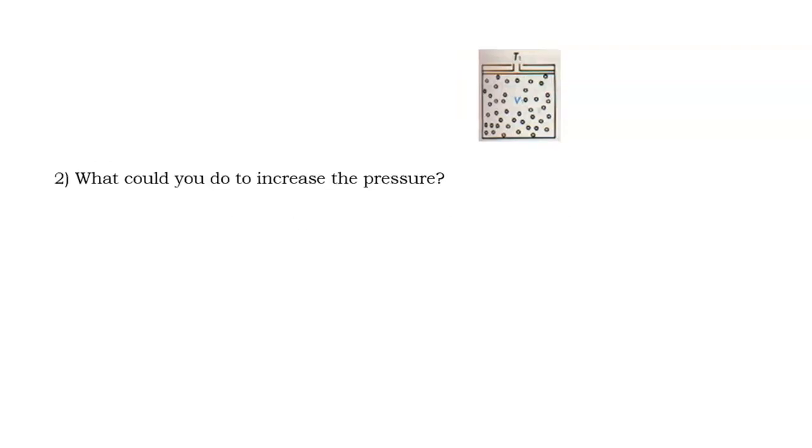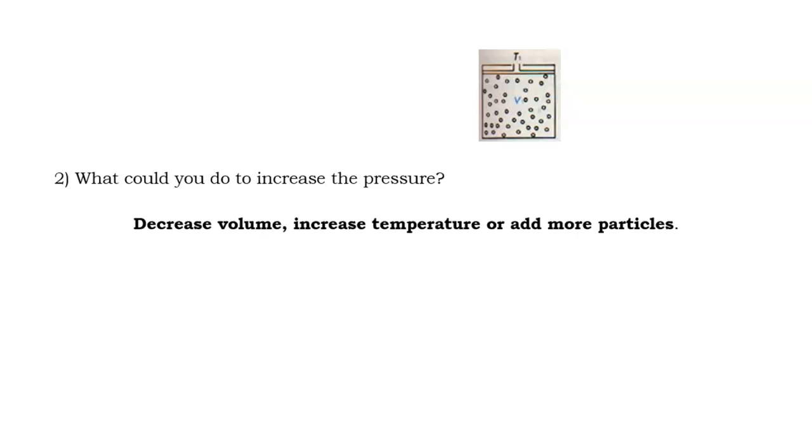And then what could you do to increase the pressure? So first, what we did is we added more. Remember, and then we talked about Boyle's law. When we drop the volume, we increase the pressure. Just decrease the volume, increase the temperature, or add more particles. So we added more particles by blowing the balloon up more, decreased the volume in those problems that we solved using Boyle's law, and then increase the temperature. When we increase the temperature, we increase the pressure, and there we go.